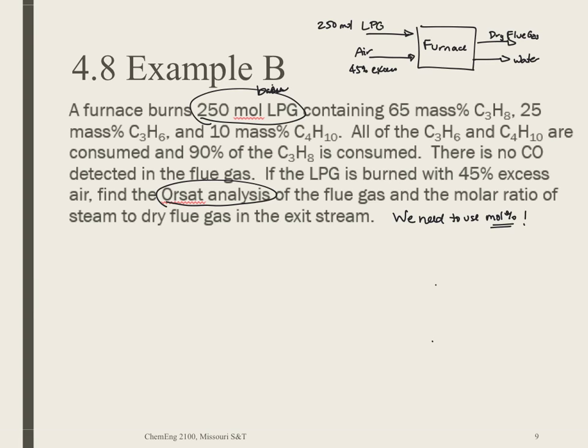So the first thing I'm going to need is the molecular mass of my various compounds. Those are available in the appendix. Again, you should start familiarizing yourself with that if you haven't already. We will be using it extensively for the remainder of the course. But for C3H8, the molecular mass is 44.09. For C3H6, it's 42.08. And for C4H10, it's 58.12.